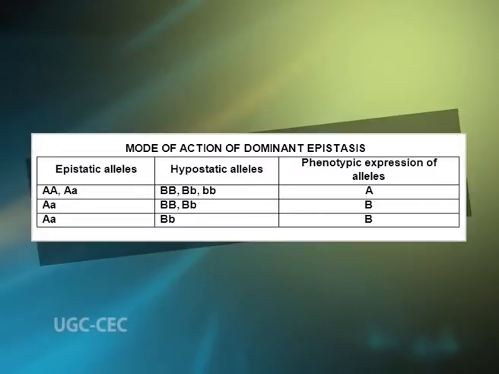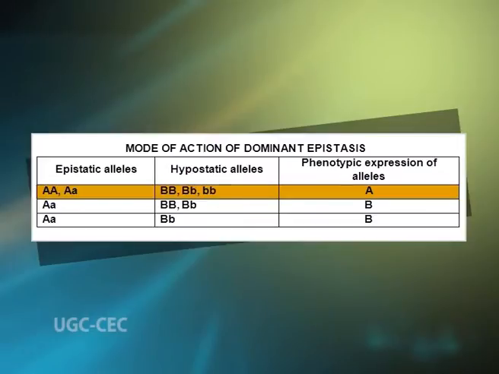In this particular table, the mode of action of dominant epistasis is given. In the first column, you can see epistatic alleles. In the second column, it is hypostatic alleles, and in the third column, it is the phenotypic expression of the alleles. If you examine the first row, you can see the epistatic alleles are capital A or capital A small a. The hypostatic alleles are capital B, capital B small b, and the third condition is small b, and the phenotypic expression of alleles for these cases are capital A.